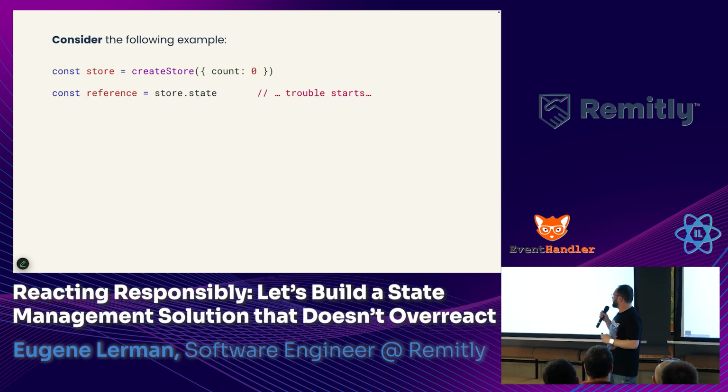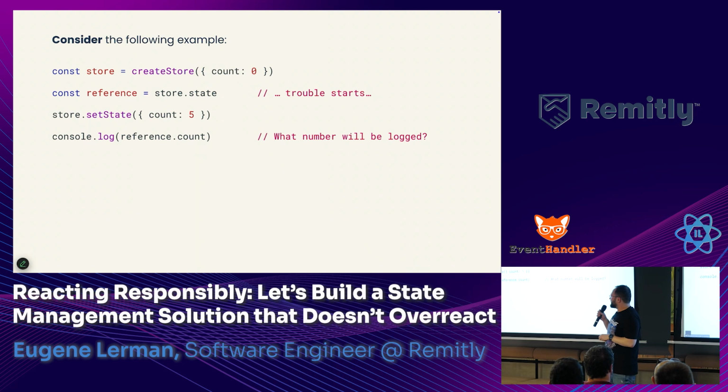So we create a store, we put count 0, and then we reference it. And then we change the count using setState. Now, what would be inside of the reference? Like if we call reference.count. Also, imagine all of this is inside of a React component. I'm sorry, I didn't do that.